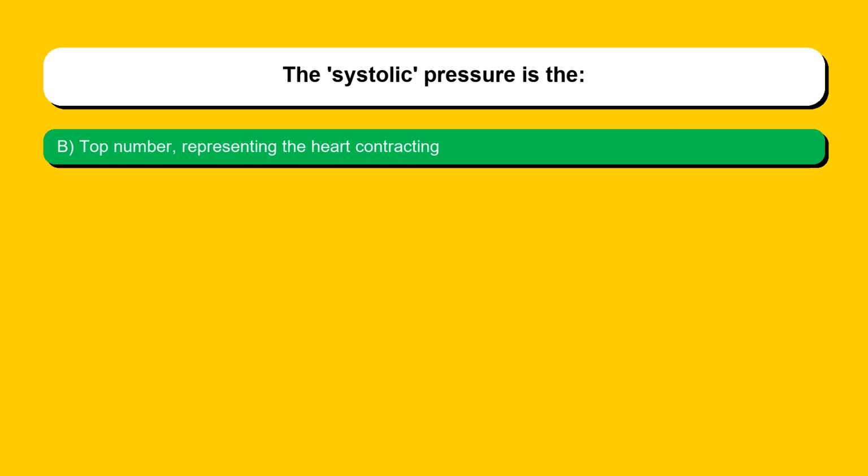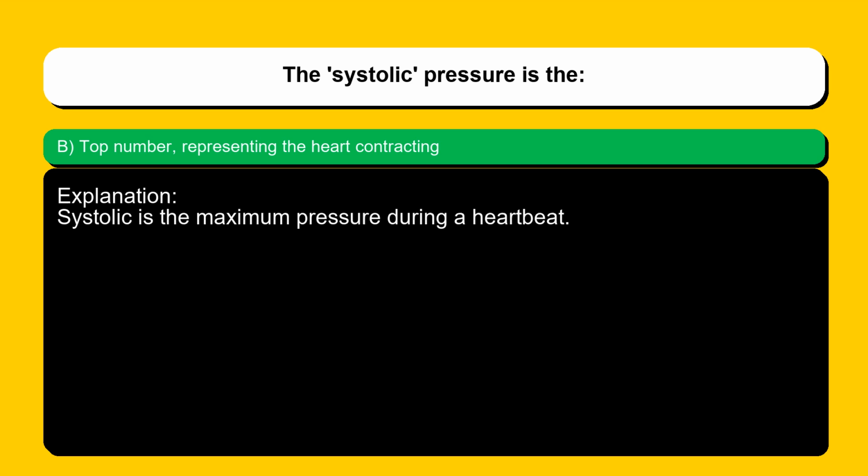The correct answer is option B, top number, representing the heart contracting. Systolic is the maximum pressure during a heartbeat.